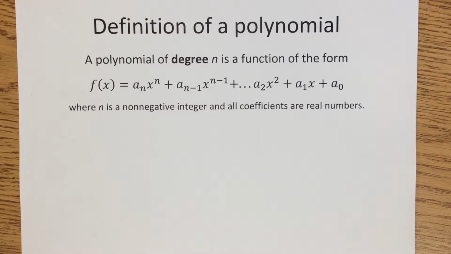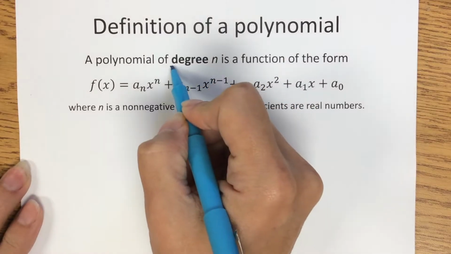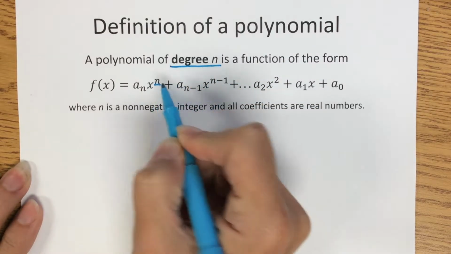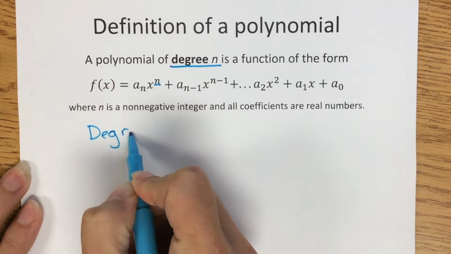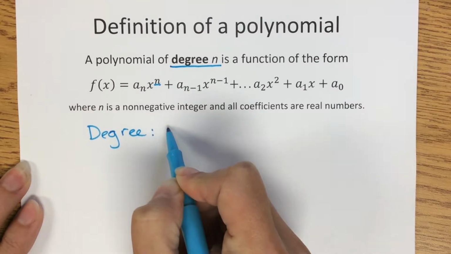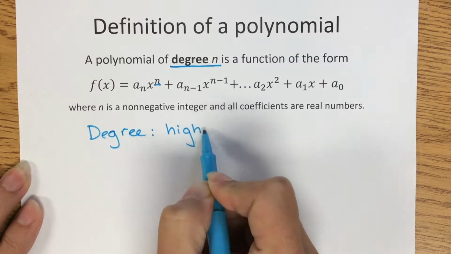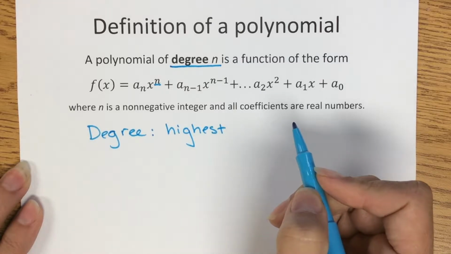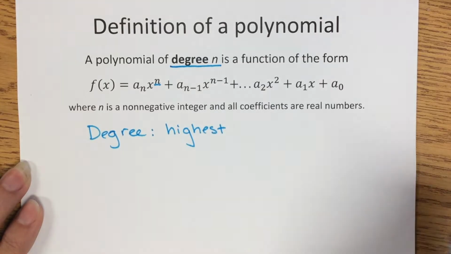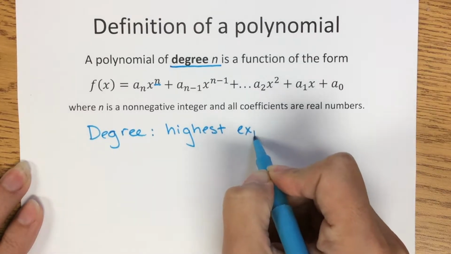Today we're going to talk about polynomials, and what you're looking at right now is the definition of a polynomial. If you notice, it talks about degree n. Degree is the highest exponent that you see in your polynomial. Now this exponent could be in the leading term or the first term, or it could be in any term, so make sure you look throughout the polynomial.